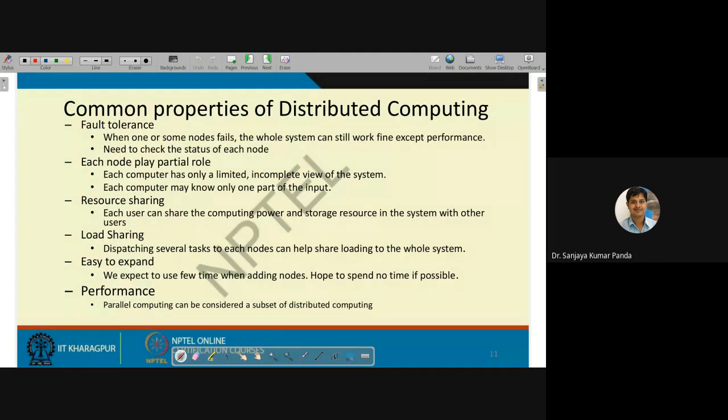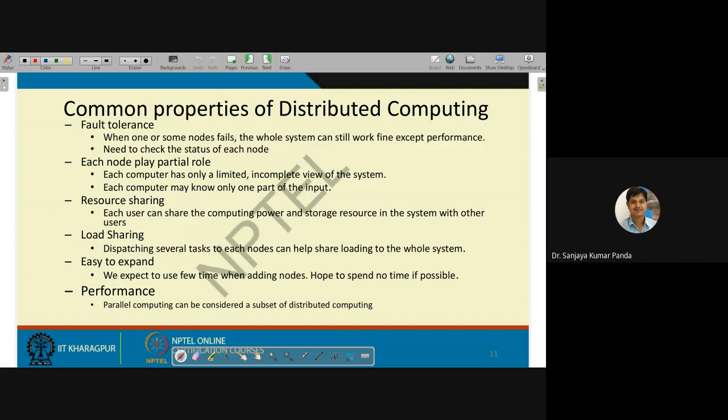Now come to the different properties of distributed computing, because you will find the same properties in the case of cloud computing, because cloud computing comes under the family of distributed computing. The first one is called fault tolerance. Fault tolerance says that even if there is a fault in your system, it is not going to affect the performance of the system, right?